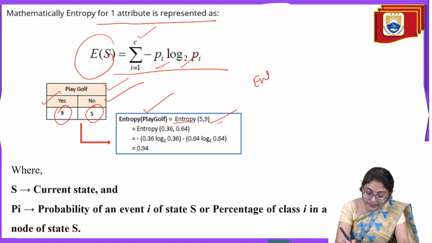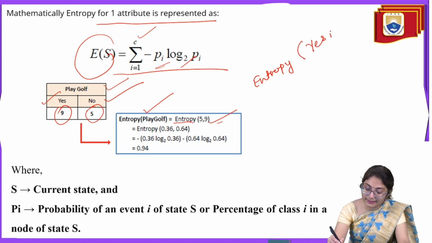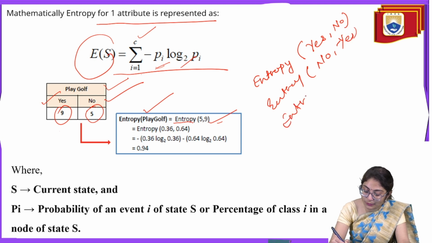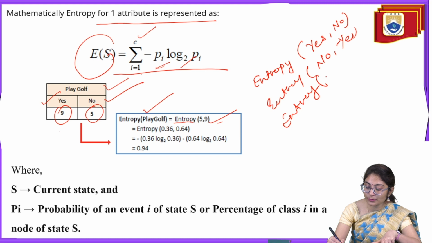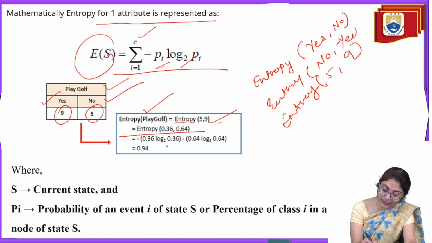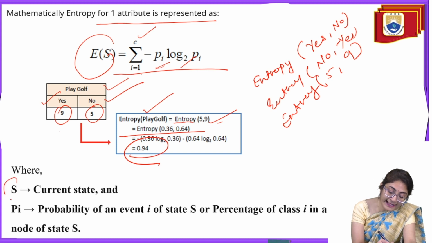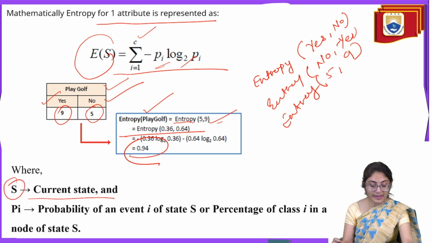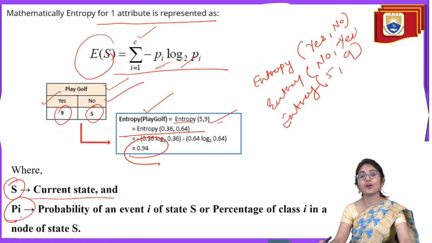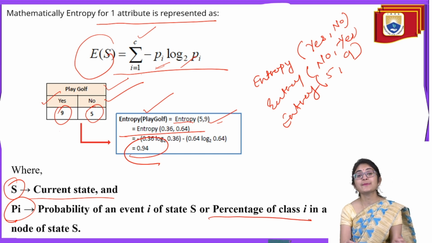That means we have to find the entropy of yes or no. Now we will put in the values. The value for no is 5 and the value for S is 9. According to this, you will get the entropy of play golf as 0.94. Here S shows the current state and p_i shows the probability of event i of state S, or the percentage of class i in a node of state S.